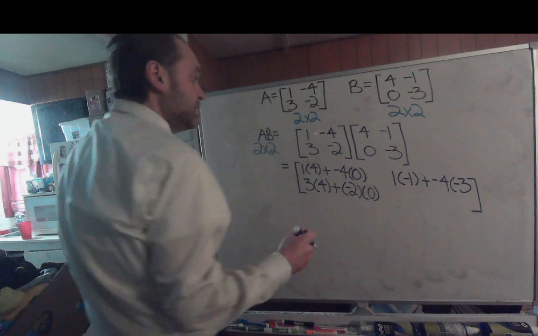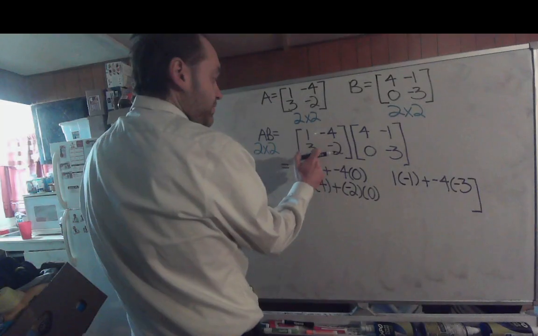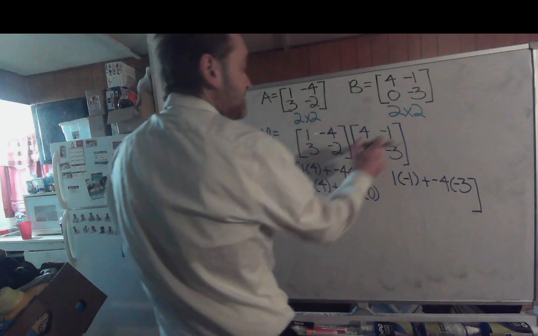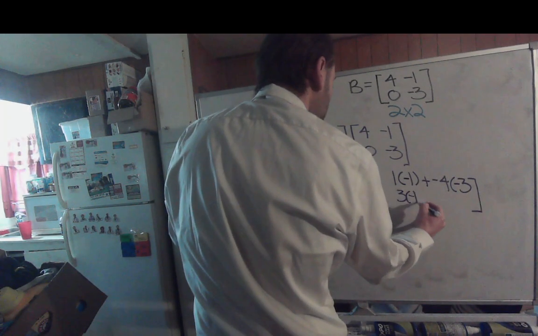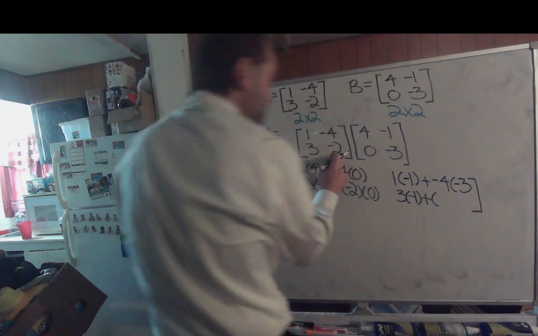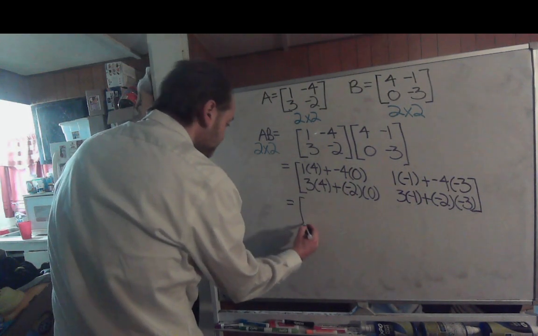And then you'll end up taking your first number in the second row times the first number in the second column. That'd be 3 times -1. Plus, you'll take that -2, the second number in the second row, times the second number in the second column, which would be -3. Now we'll just simplify all this here.